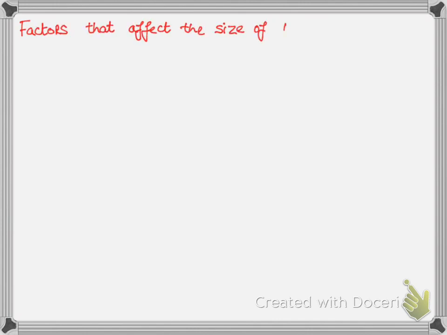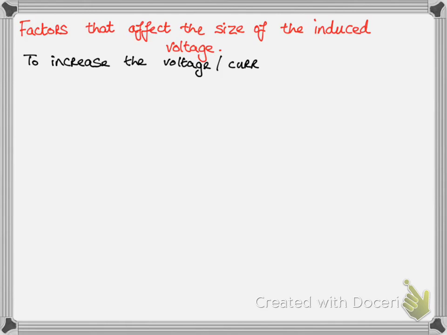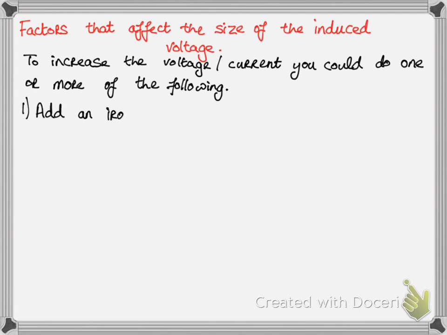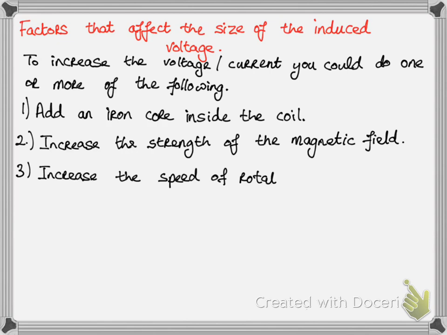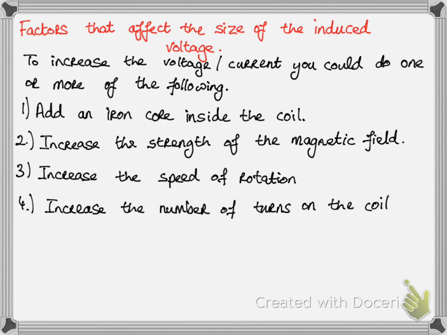So, some factors to consider here that affect the size of an induced voltage. If you want to increase the voltage or current, you could do one or more of the following. Firstly, add an iron core inside the coil. Secondly, increase the strength of the magnetic fields. Thirdly, increase the speed of rotation, so increase the speed at which you move the bar magnet in and out, or if you're moving the coil, the speed at which you're moving that. And fourthly, increase the number of coils. If you want to decrease the voltage, decreasing any of these four factors will reduce the voltage induced across the coil.